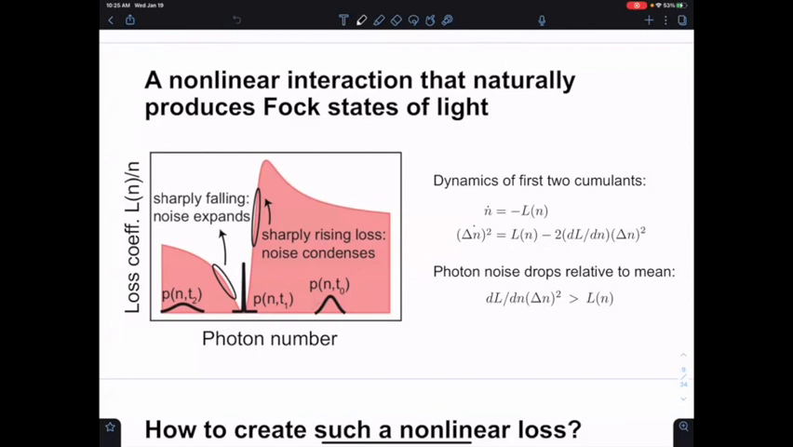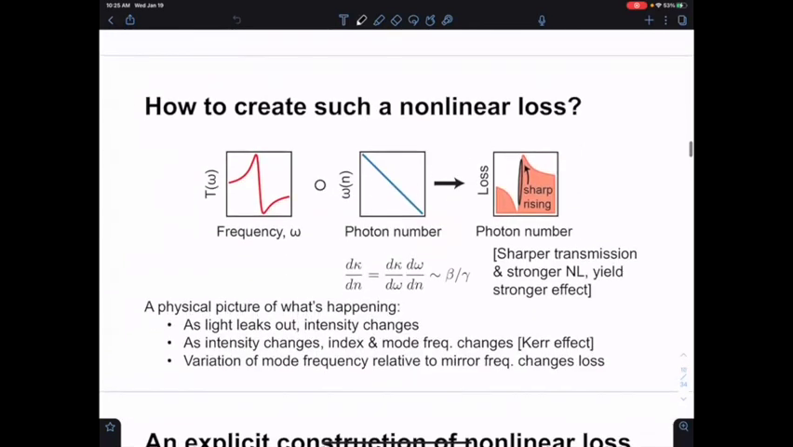And now I want to address somewhat how you create such a thing. The way to create a nonlinear loss of this type goes as follows. And I'll justify this with a rigorous theory in the next slide. So let's imagine that we have our cavity again. There are these two mirrors, and one of the mirrors, I'm just going to consider as perfectly reflecting to make the discussion simple and frequency independent. So one of my mirrors is perfectly reflecting, and the other is frequency dependent.